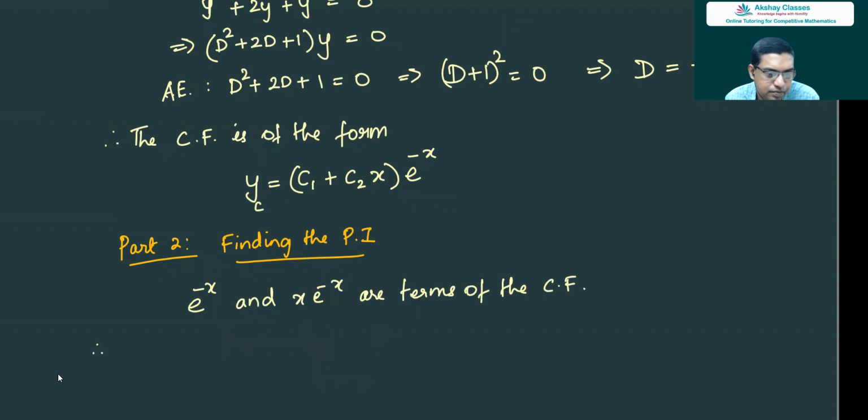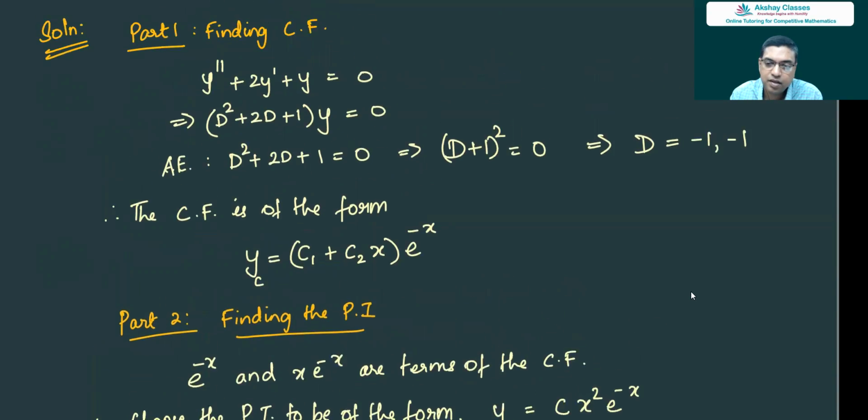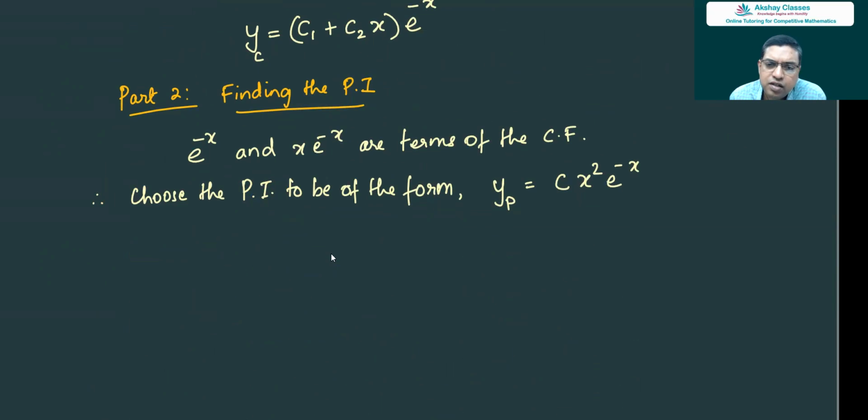Therefore, choose the particular integral, sorry, not the complementary function, choose the particular integral to be of the form c x square e power minus x. Now, let us find out c first.